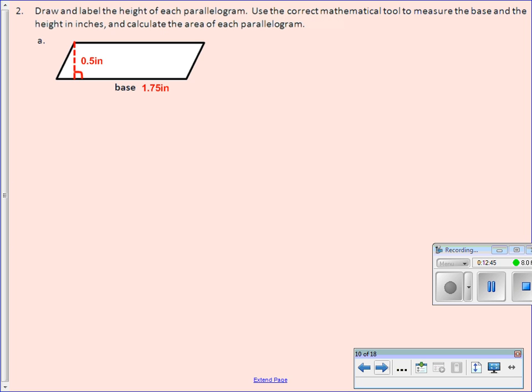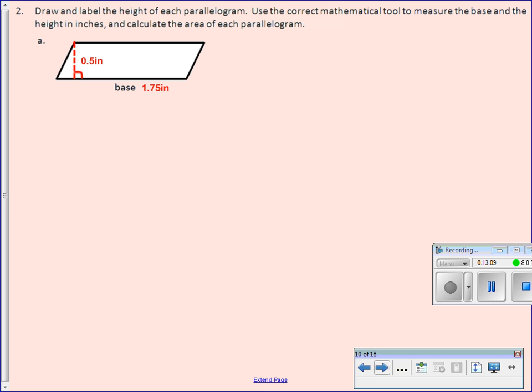So let's try some. For number 2 in A, just draw your height. You're going to go from the upper left-hand corner. Be very careful that you're drawing a perfectly vertical line, so that when it hits your base, you're forming a right angle. You want them to be perfectly perpendicular.